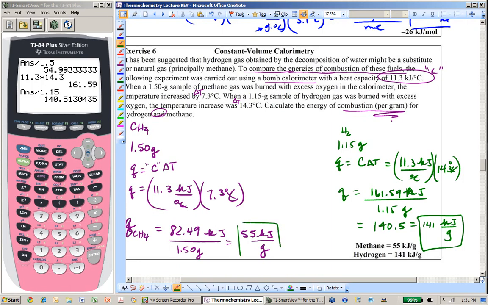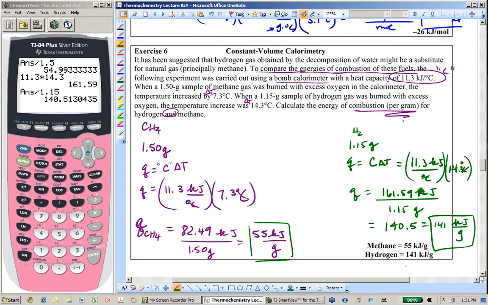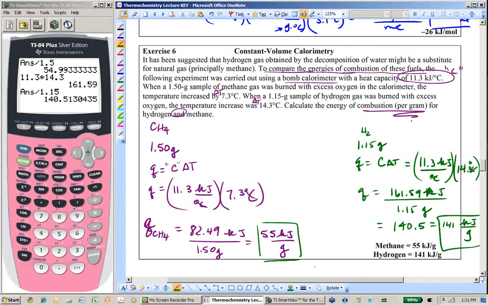Now that's what they asked me to do, which is kind of silly because what they really should have done is said which is better. So what do you think? Huh? What do you think's better? You think methane's a better fuel than hydrogen? I don't think so. Right? Because you're going to get 141 kilojoules per gram for every gram of hydrogen versus 55 kilojoules per gram for every gram of methane.